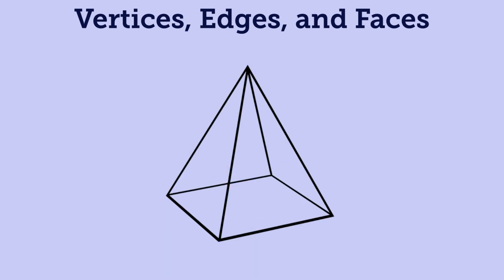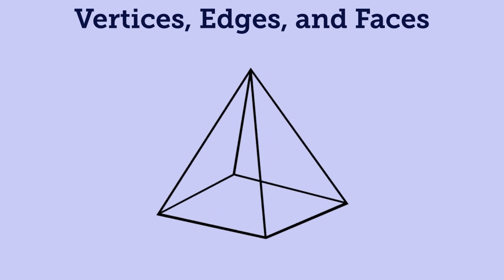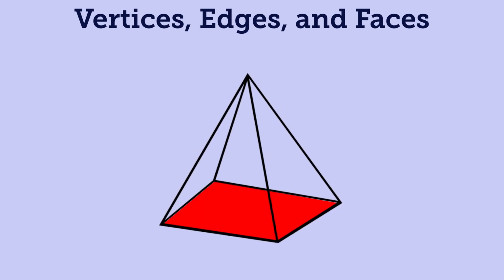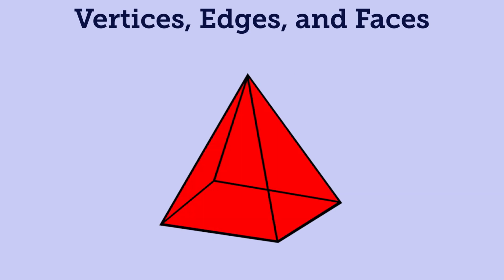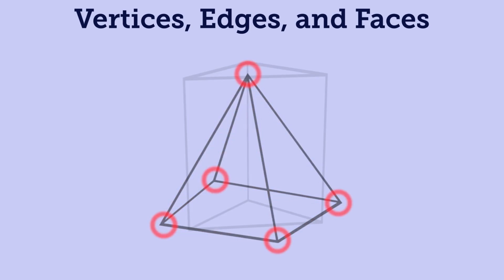This is also a pyramid, but this one is a square pyramid, meaning it has a square as its base. As such, this pyramid has 5 faces. It also has 8 edges and 5 vertices.